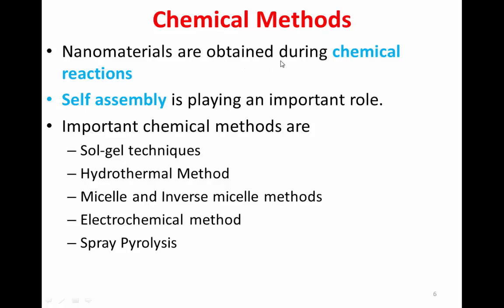In the chemical methods of nanomaterial synthesis, chemical reactions are involved. During these chemical reactions, the nanomaterials are obtained in different forms. In these chemical methods, self-assembly plays a vital role. The different chemical methods are sol-gel techniques, hydrothermal method, micellar or inverse micellar methods, electrochemical method, and the simple spray pyrolysis method. These chemical methods are cost-effective techniques, and we can obtain the nanomaterials in a convenient manner.